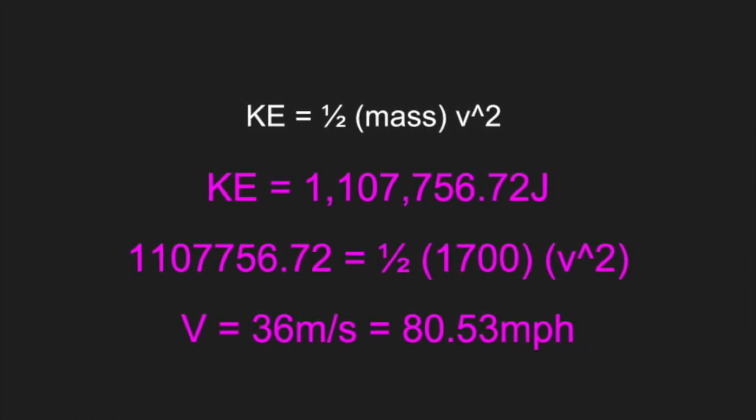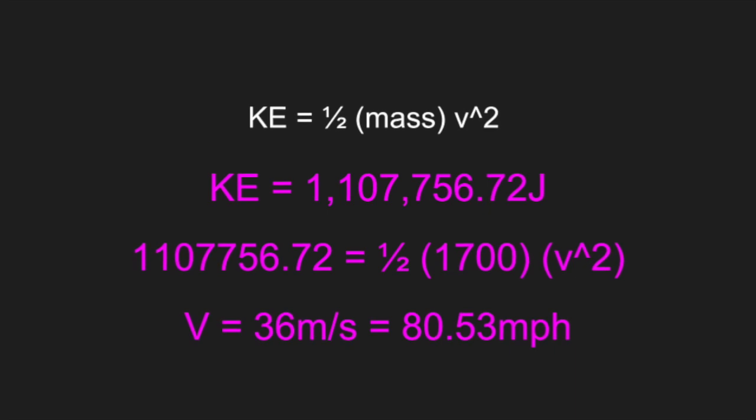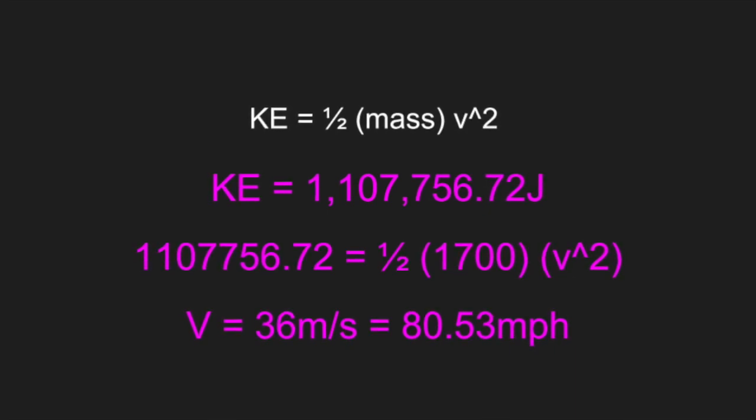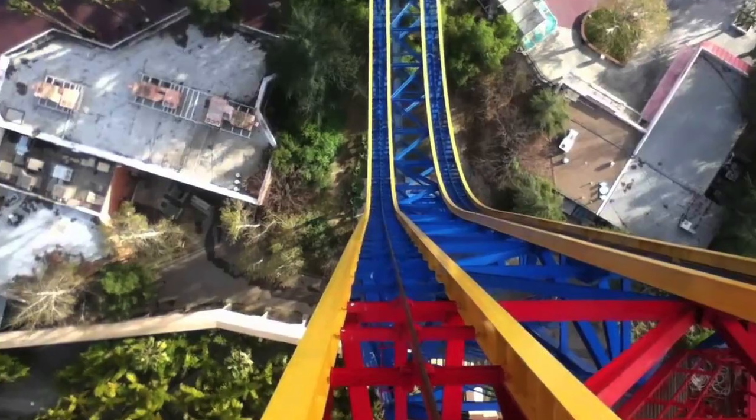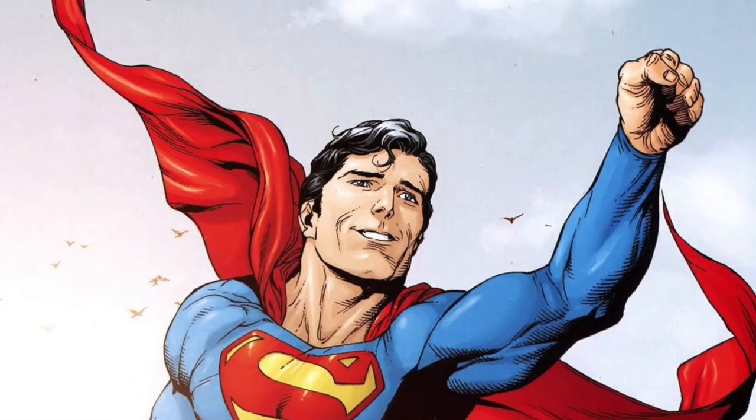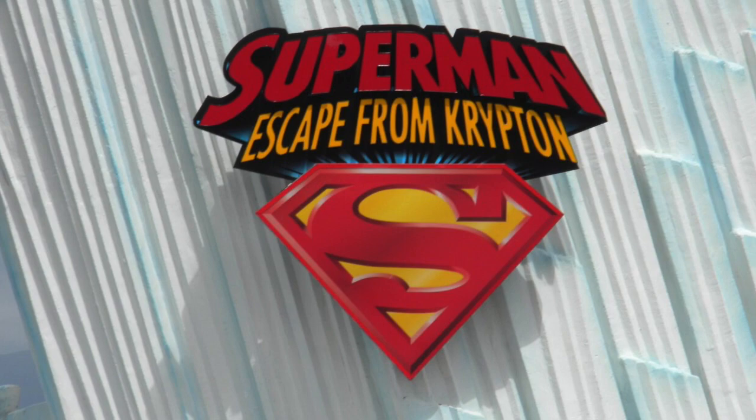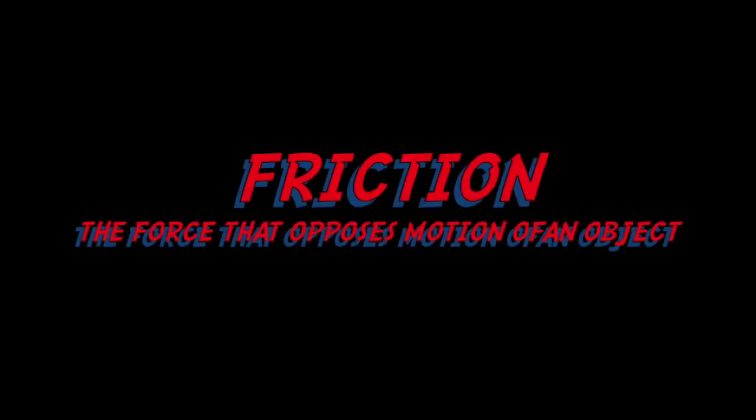V is equal to 36 meters per second, which is equal to 80.53 miles per hour. So at 60 meters, the ride is going about 80 miles per hour. Since friction opposes motion of an object, some of the energy would result in heat, therefore slowing down the speed.